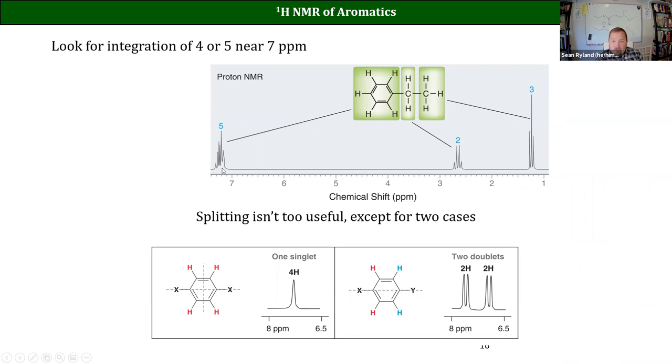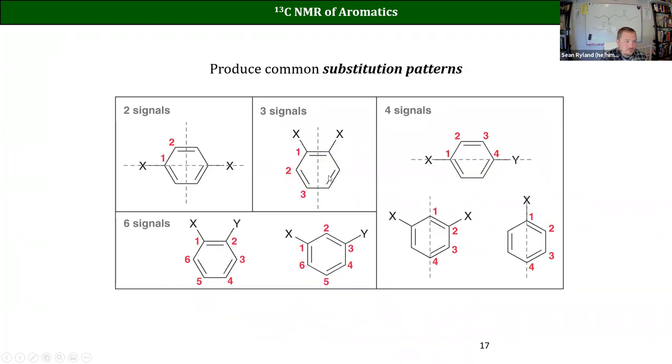So if they're ortho, if they're meta, we can't do much about it. We can't use any of the splitting to tell which of those. We can't tell them apart, really. But if they're para, if your substituents are opposite from each other, we can usually tell. There are some cases where we can look at the number of signals. If you happen to get enough resolution that you can actually see the distinct signals in there, the splitting might not be that helpful, but you can sometimes tell just from, okay, I have two specific signals, therefore it must be para.